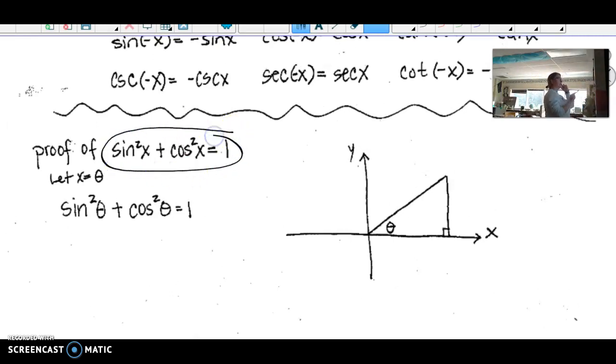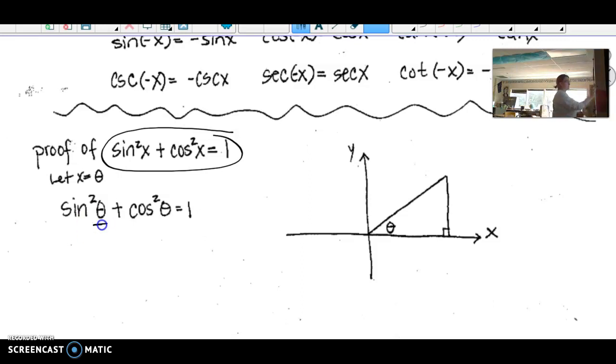Sine squared x plus cosine squared x equals 1. It's those top three identities on this sheet, which, by the way, if you haven't already done so, you can print it off on Canvas, the 5.1 notes, so you can follow along. Otherwise, you can just pause the video and write this down in your notebook. Okay, so we're going to prove that sine squared x plus cosine squared x equals 1.